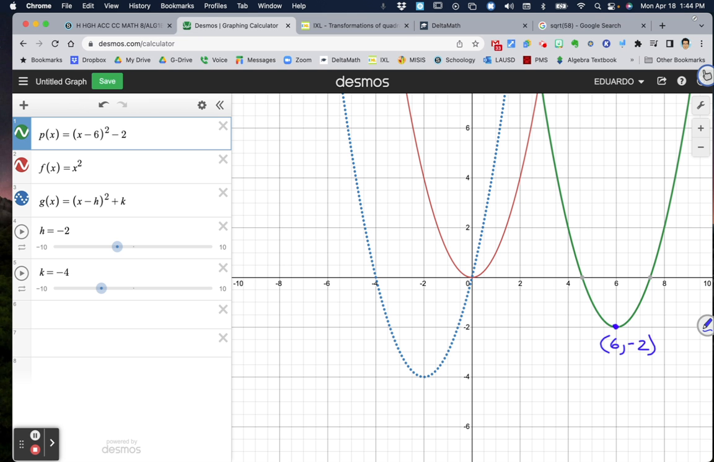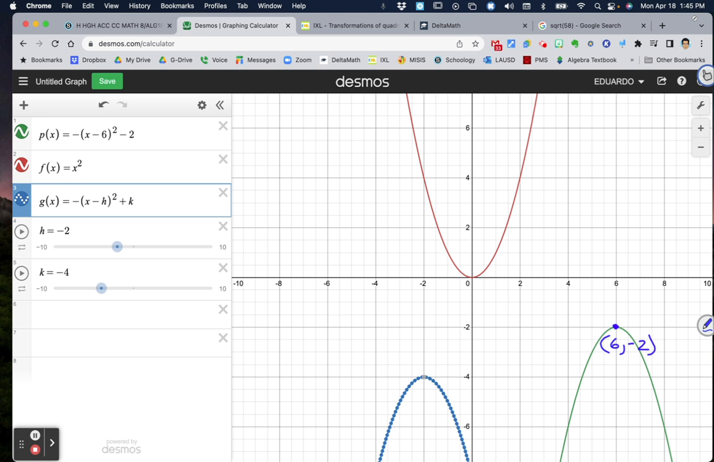Okay. Final challenge. What if I want to flip this? What if I want to reflect it? It's called reflecting. In other words, it's opening up. What if I want it opening down? Make this the maximum. Negative in front of the parentheses. Negative in front of everything. So a minus at the very front. Do that. Okay. If I put a negative here, it would do that.